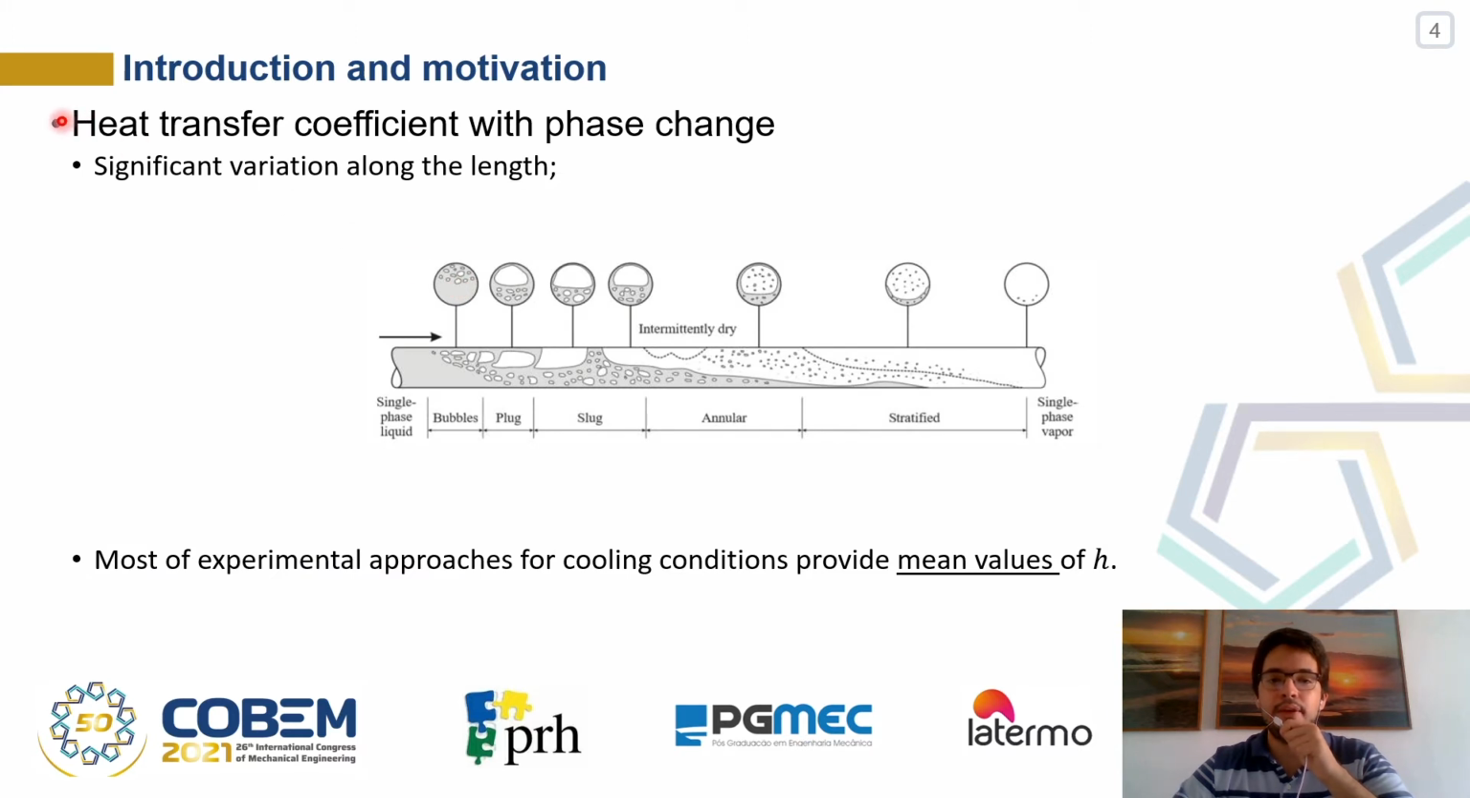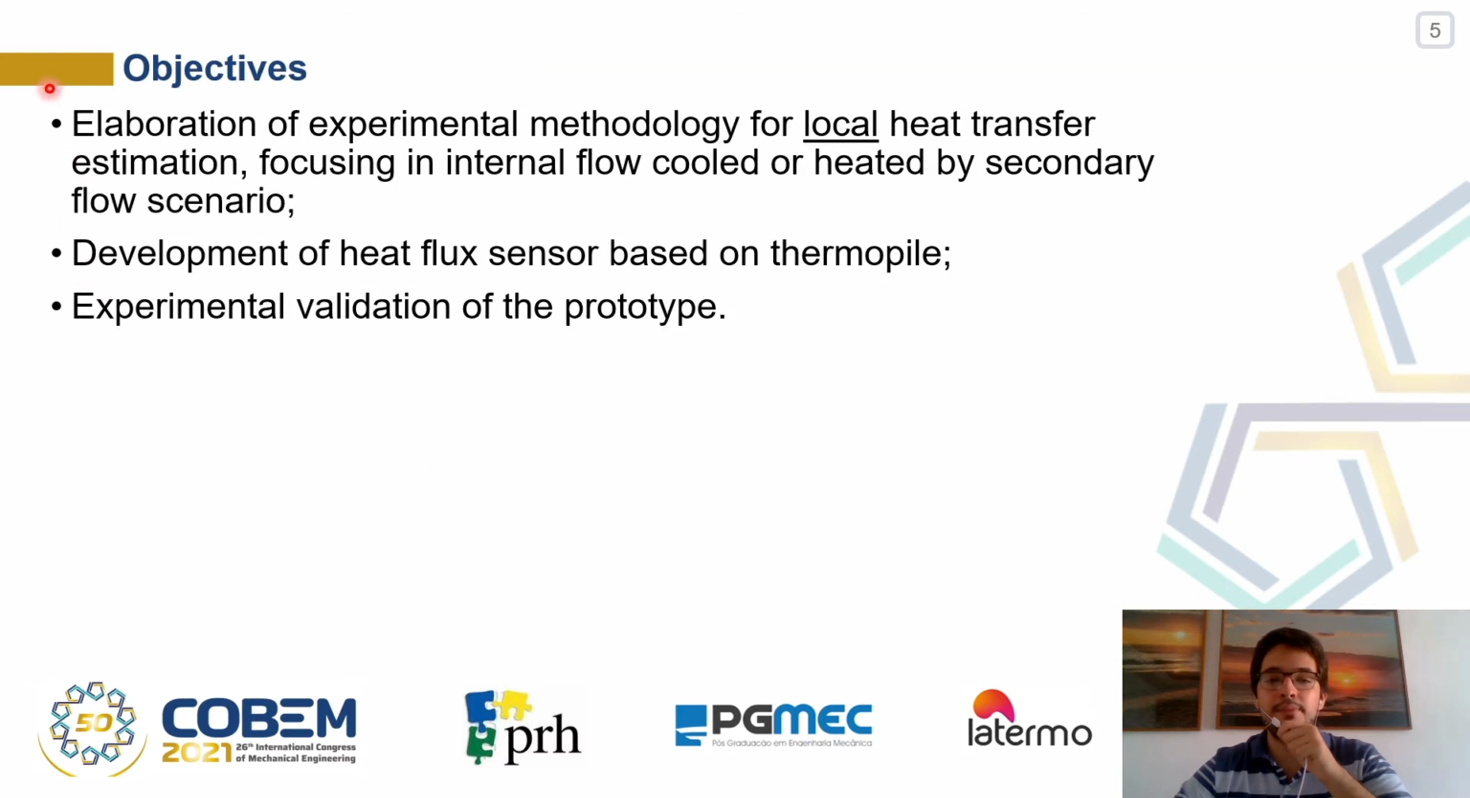In the context of heat transfer with phase change, the heat transfer coefficient varies significantly in the length direction due to the flow pattern. Therefore, elaborating a methodology to obtain the local heat transfer coefficient is very convenient in these cases. Based on the previous discussion, this work provides an experimental approach for local heat transfer coefficient during in-tube flow with a heat flux sensor composed of a thermopile. Finally, validation of the method.